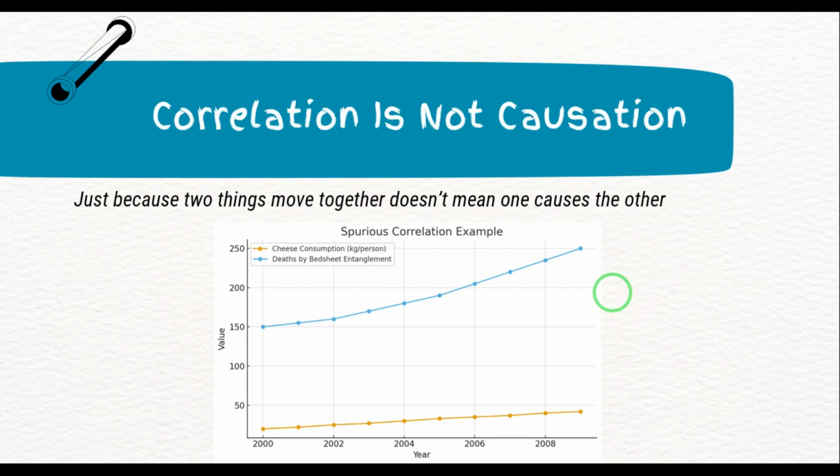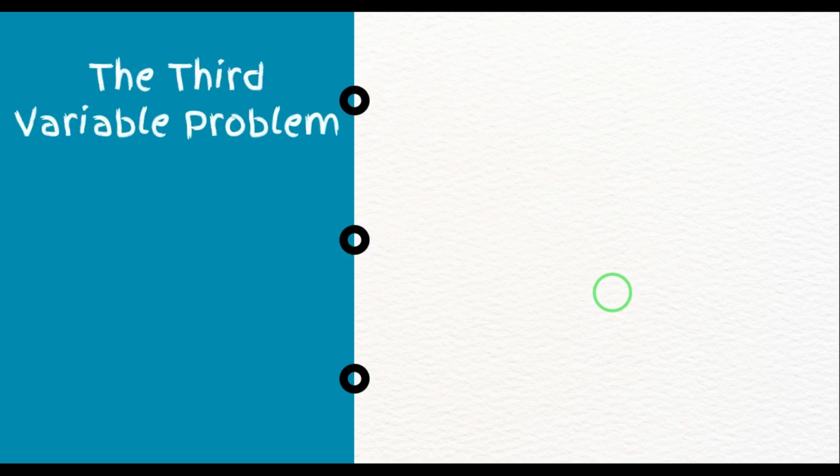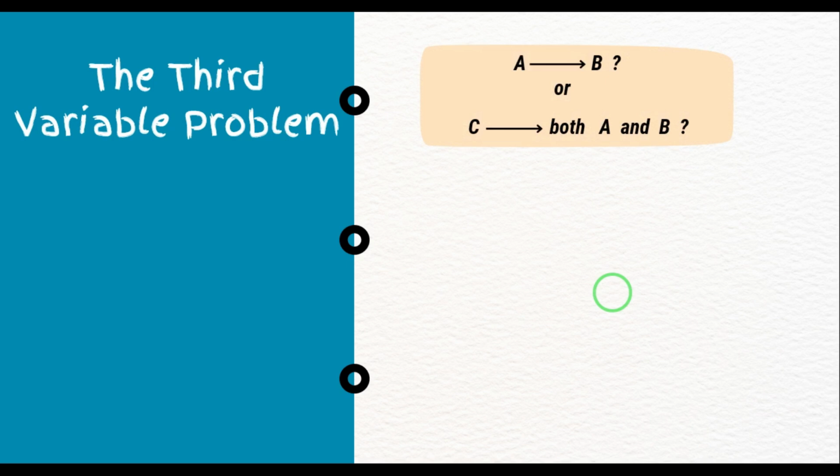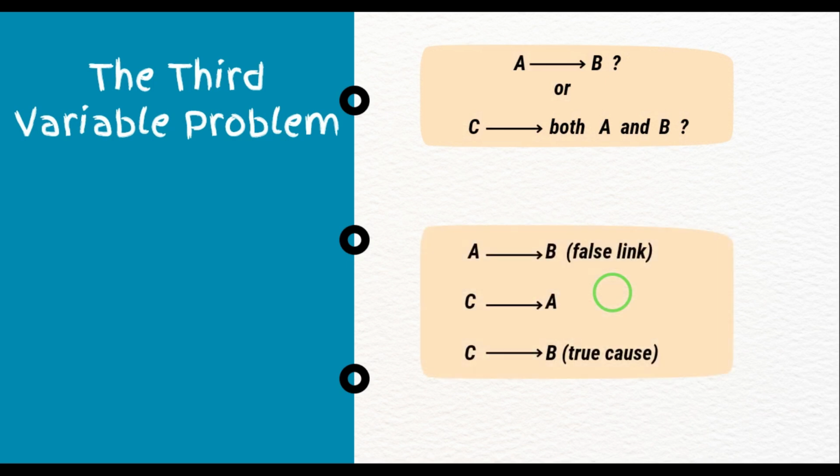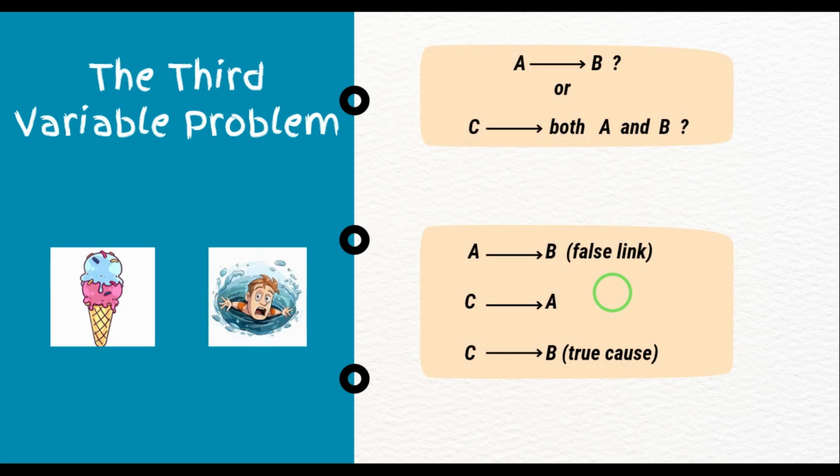Now let's go deeper. How do we tell real causal effects from fake ones? Often there is a hidden or lurking variable that influences both. Say you see a correlation between ice cream sales and drowning incidents. In this situation, warmer weather is the real cause. It increases both swimming and ice cream sales. So that's why correlation alone can't prove causation. We need context, design, or experiments.